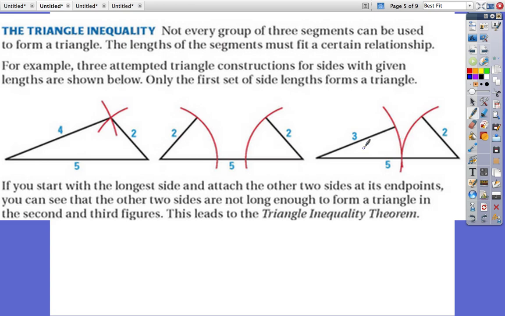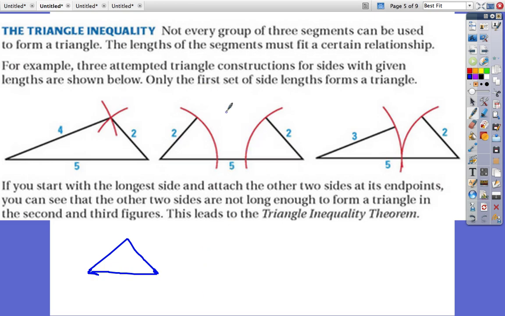And we're going to be looking at the triangle inequality. Not every group of 3 segments can be used to form a triangle. So you've usually thought of all it takes is 3 lines to form a triangle. But what you're going to learn in this part of the chapter is that not every 3 segments can actually form a triangle.